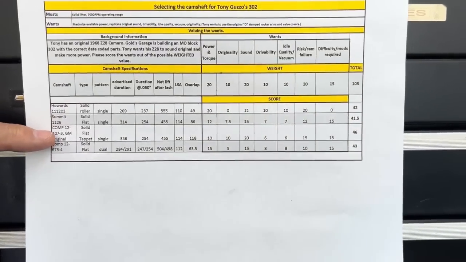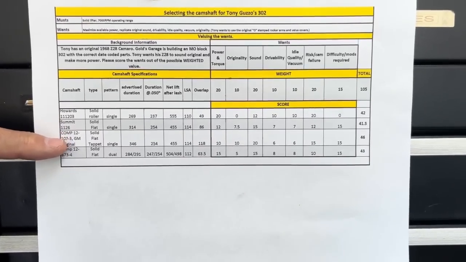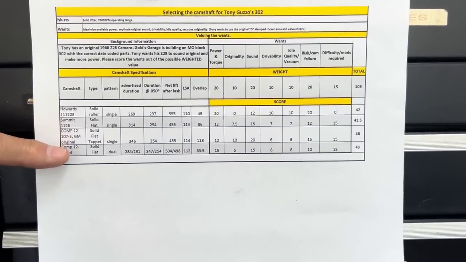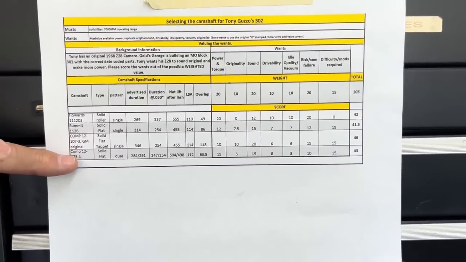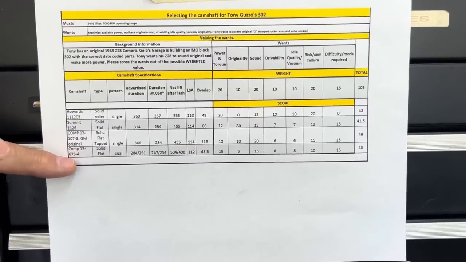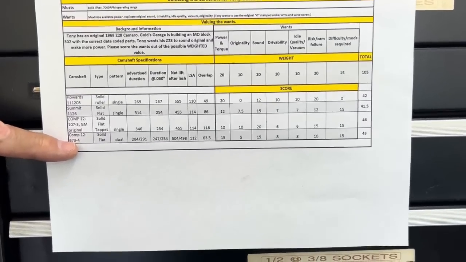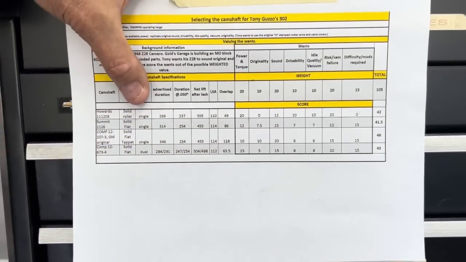The third choice is made by Comp. It's the exact original GM Duntov 3030 cam, for example, with the exact specifications. And the bottom one is the one that Tony selected. It's a Comp 12-673-4, and we'll get into the details of it.